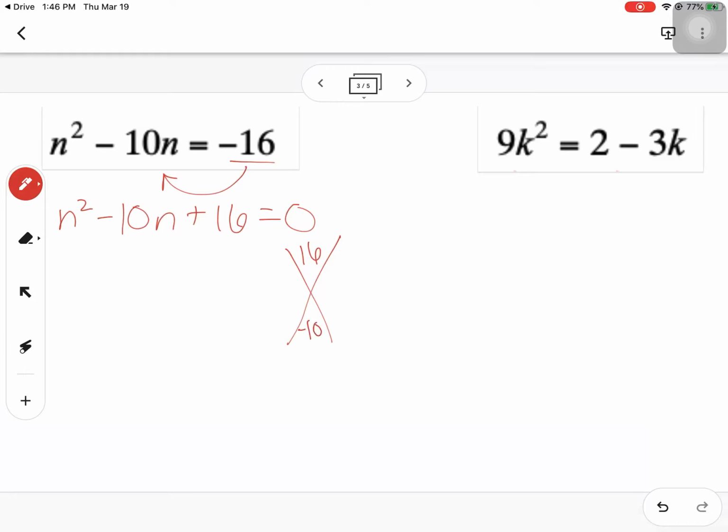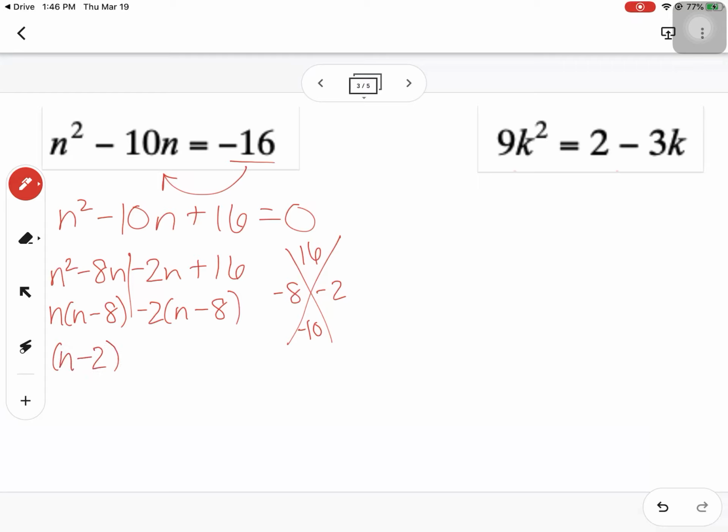And then I am multiplying to 16 and adding to -10, which would be -8 and -2. What we did with these always then was we replaced our -10n term, so n squared minus 8n minus 2n plus 16. And then we draw that line down the middle and factor by grouping. So from the front, you can pull out an n. From the back, you can pull out a -2, and then you rewrite it with the stuff you factored out and the stuff left behind. Then you're going to go ahead and set them equal to 0, and you should get 2 and 8.